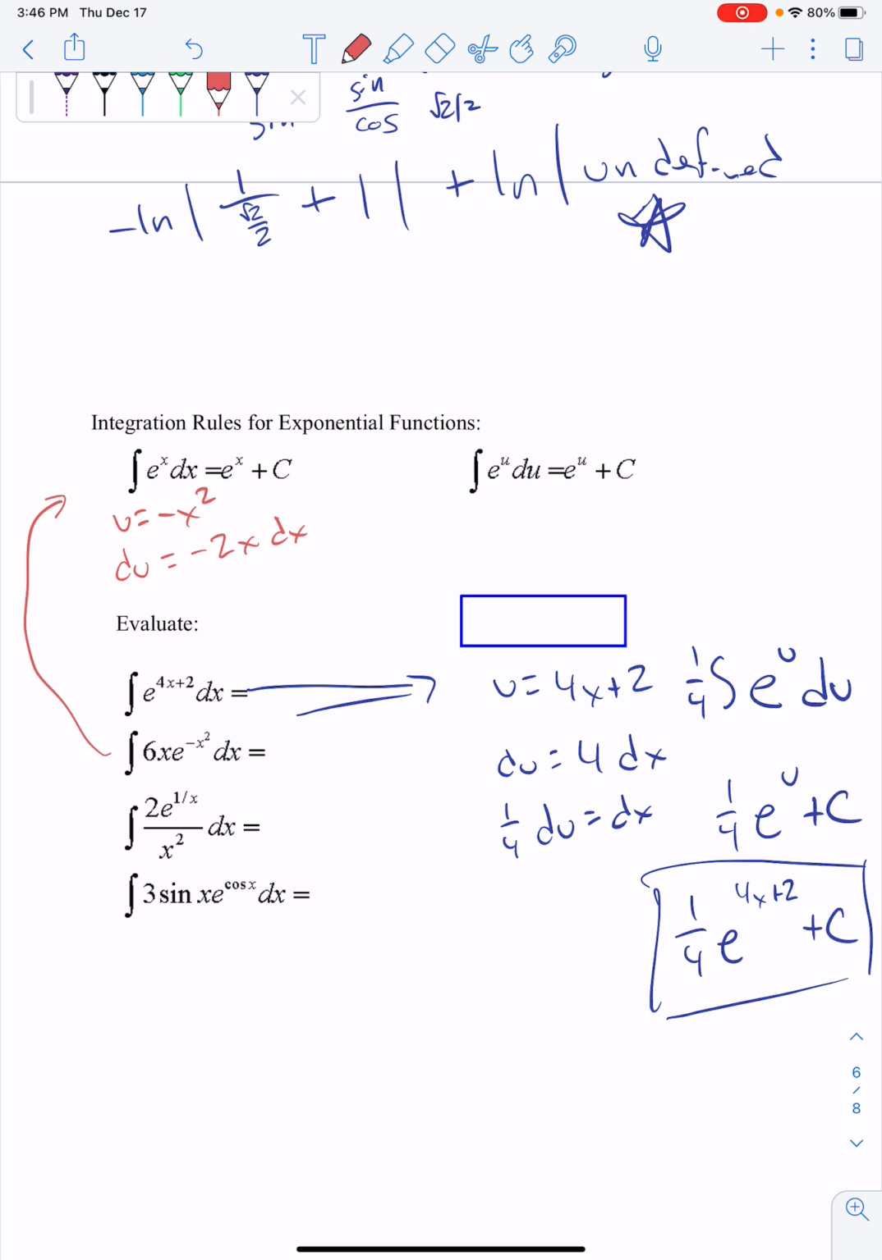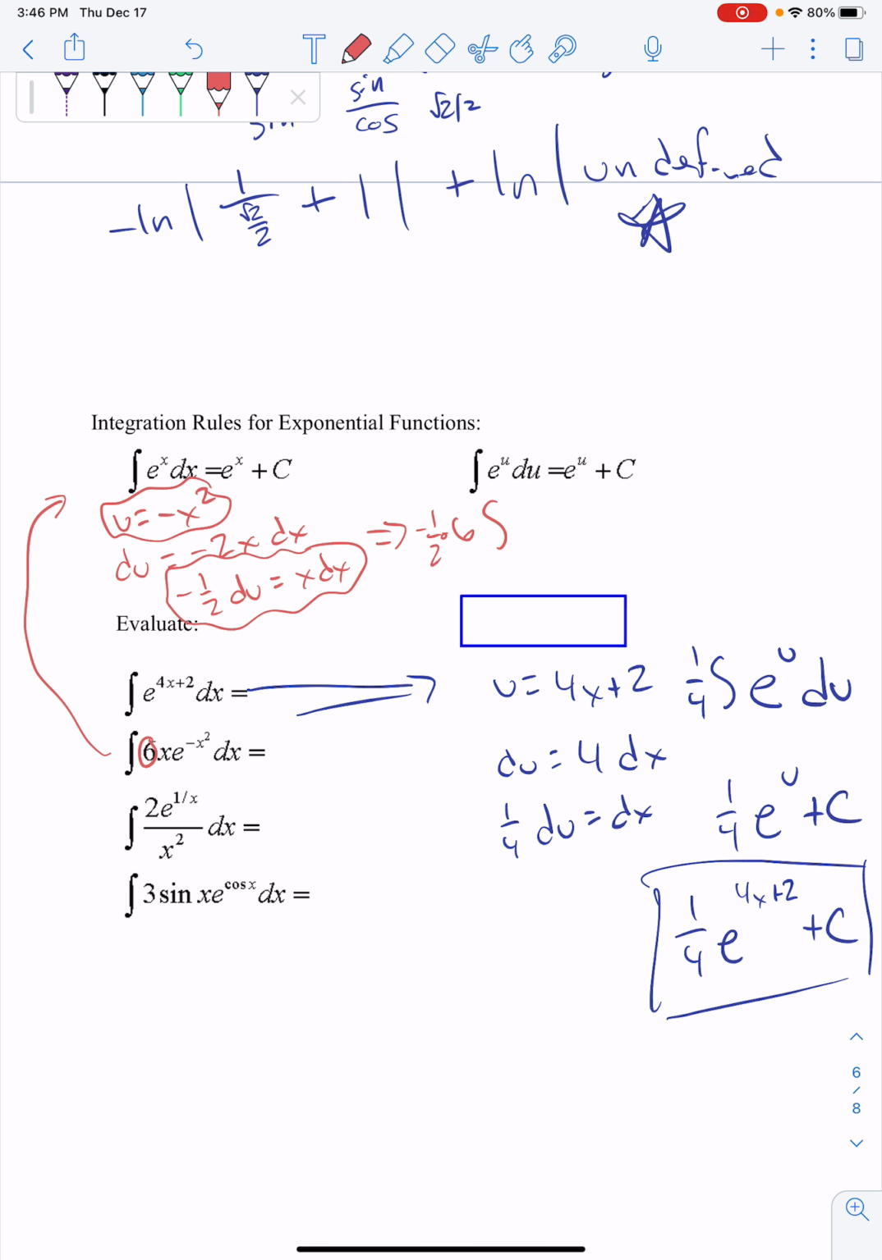Now when I look at this problem, I don't have a negative 2. I do have an x and I do have a dx, so I just want to move the negative 2 to the other side. So I'm going to get negative 1/2 du equals x dx. So now I can plug this all in to my original integral. Originally I had this 6 in front. I'm going to go ahead and put the 6 in front. But then I've got to multiply by the negative 1/2.